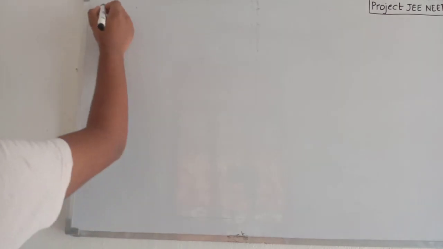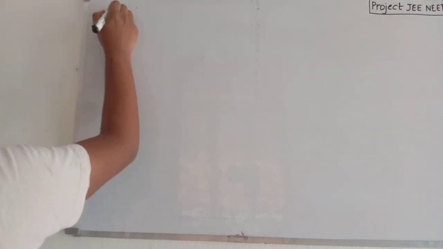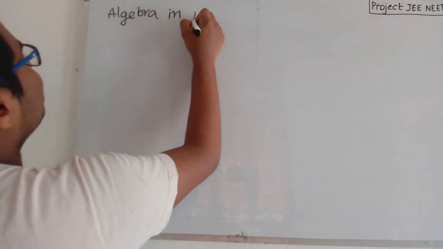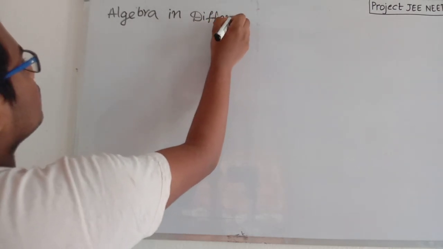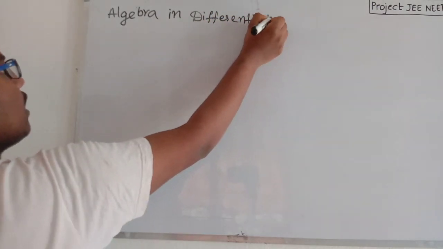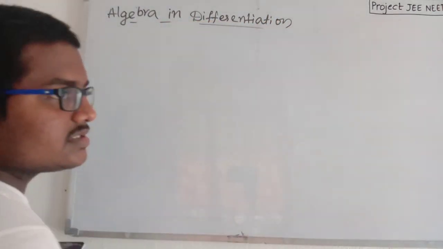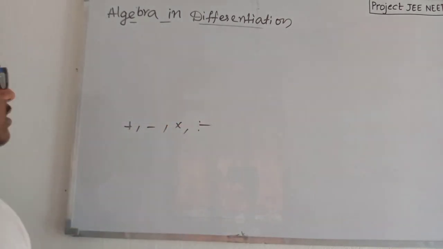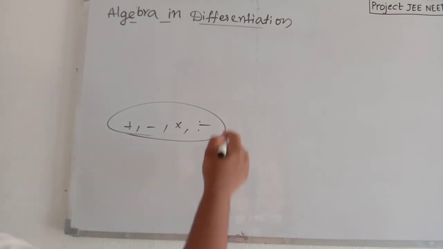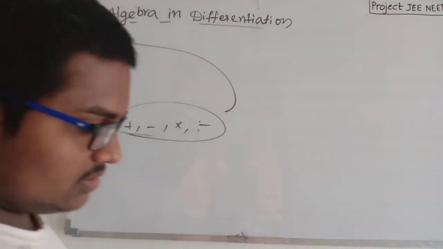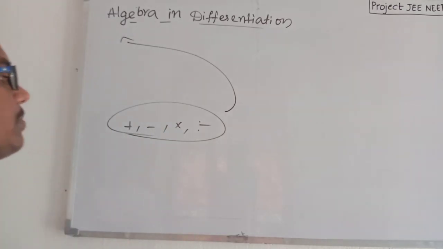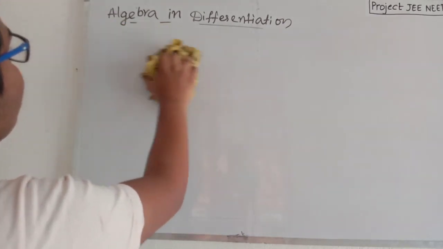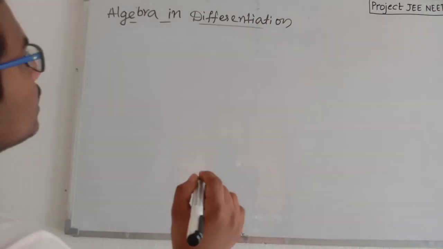What is algebra? Okay. Let's come to the topic, which is algebra in differentiation. Algebra indicates plus, minus, into, divided by. These four operations are included in algebra. So we are going to discuss addition, subtraction, multiplication and division in differentiation now. That is quite an important and interesting thing in the differentiation concept.